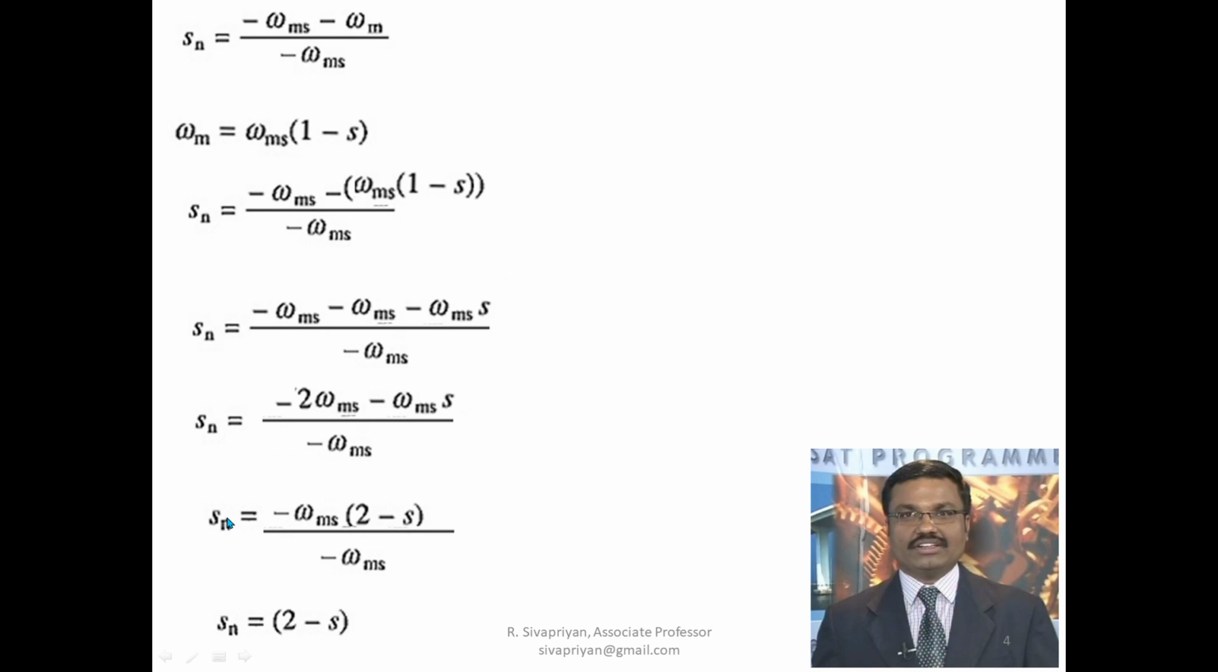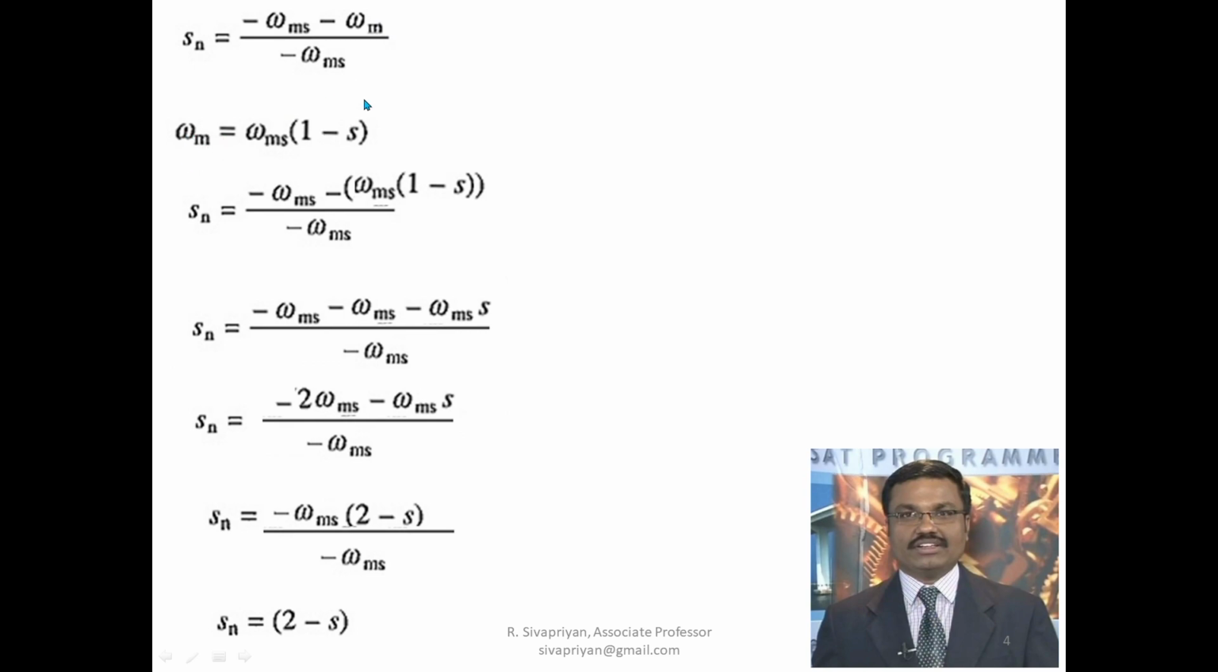What will happen in the negative sequence? Negative sequence will create a flux opposite to the positive sequence. So the synchronous flux will flow in the opposite direction. What is the actual slip formula? S equals omega ms minus omega m divided by omega ms. That is for the positive sequence. For the negative sequence, the synchronous field will rotate in the opposite direction, so you have to put a minus symbol: Sn equals minus omega ms minus omega m divided by minus omega ms.